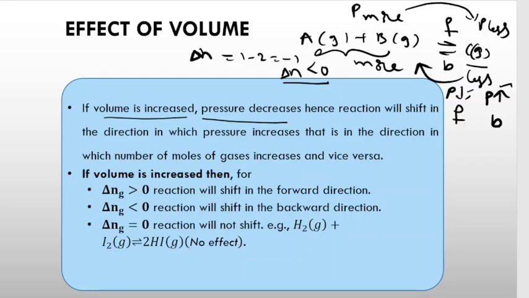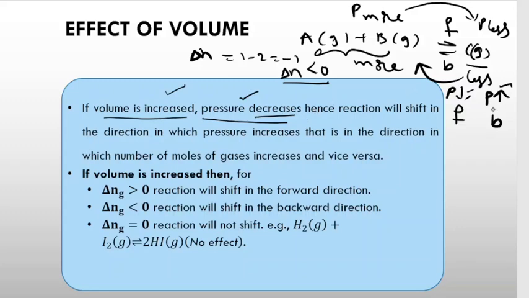We did not do anything. Just by looking at the equation, we analyzed all the things that are connected with the equation. Now we are going to bring a change. What is that change? Suppose if we increase the volume, pressure automatically decreases. As we are decreasing the pressure, in the increasing pressure direction, equilibrium shifts.